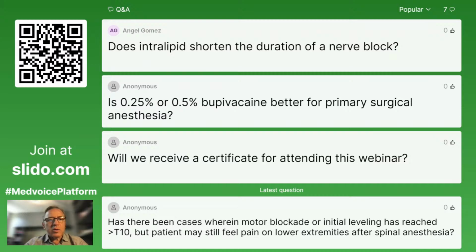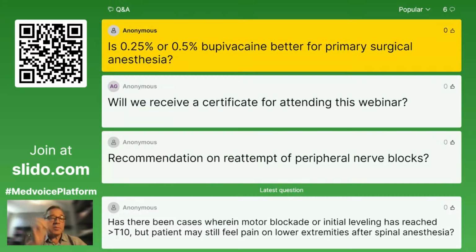Is 0.25% or 0.5% bupivacaine better for primary surgical anesthesia? Again, it depends on which area you are injecting your local anesthetic into. If it's a small amount that you inject in, say you're operating on a hand, on the fingers for somebody's Dupuytren contracture or something, then yes, you may want a smaller volume but a higher concentration. So you would use 0.5% bupivacaine.